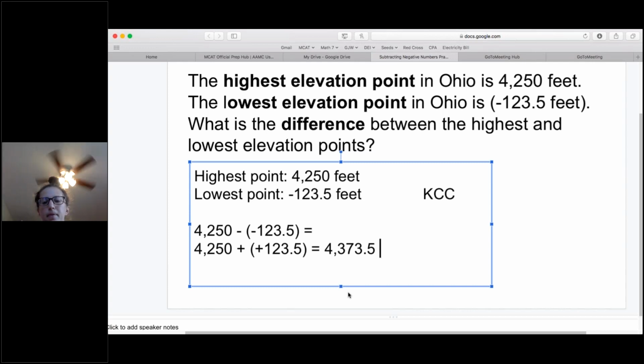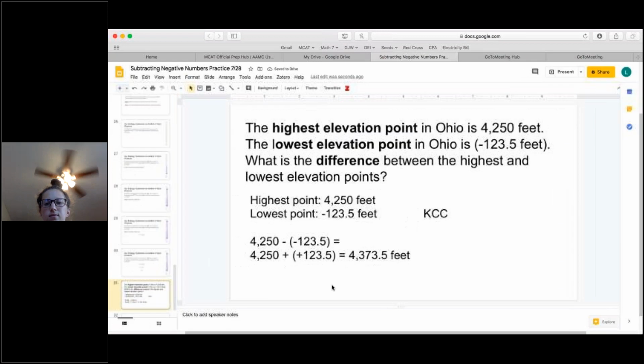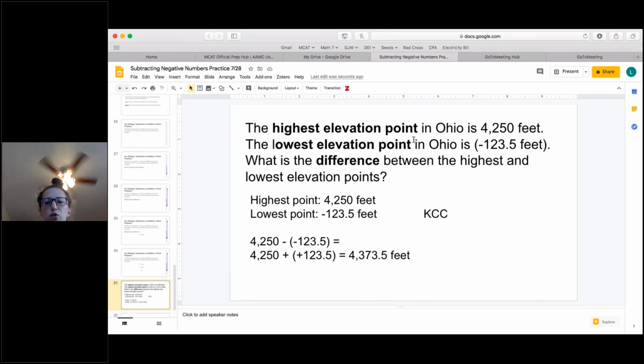I'll say it again, I'm sorry. What's the unit of that answer? Feet. Perfect. So the difference between the highest and lowest is 4,373.5 feet. If you zoom out all the way to the beginning of the problem and think, if you have a high point that's 4,000 plus feet above sea level and your lowest point is below sea level, it makes sense that that number is so big. The number is big enough to represent that difference.